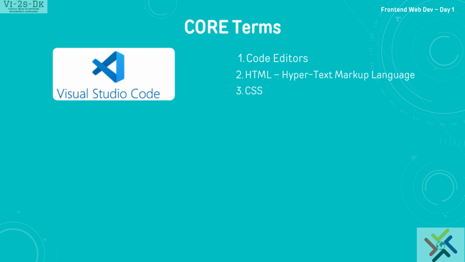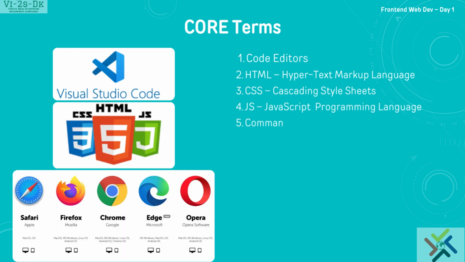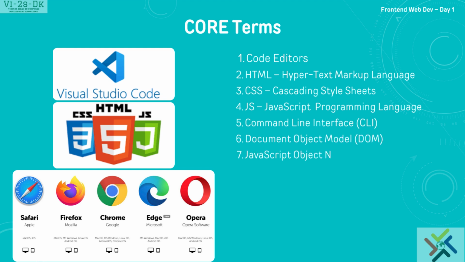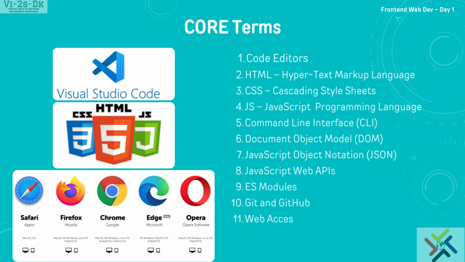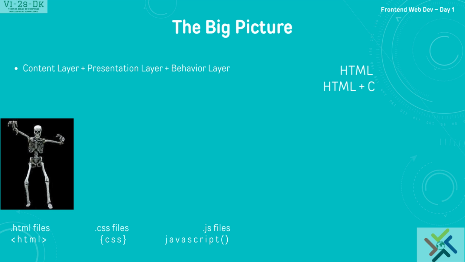To create this code, the HTML, CSS, and JavaScript, we use code editors like Visual Studio Code. After creating it, we can see our website on the web browser. This browser has a command line interface or console, and the document object model actually includes everything that you see on the HTML.